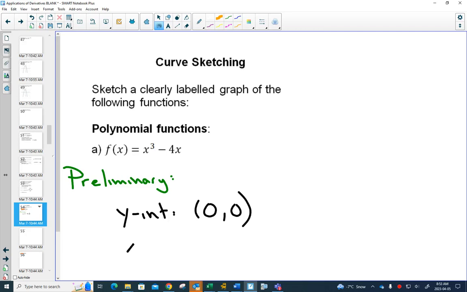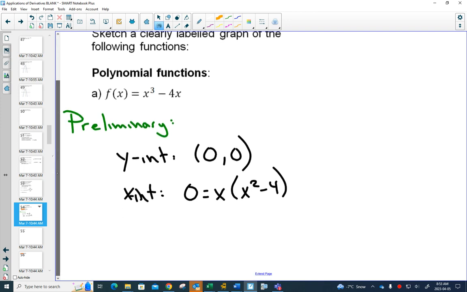Your x-intercept is a little bit more work. You plug in 0 for y and are going to have to solve. In this case, you can factor out an x.